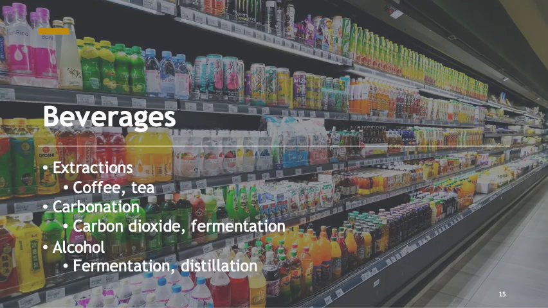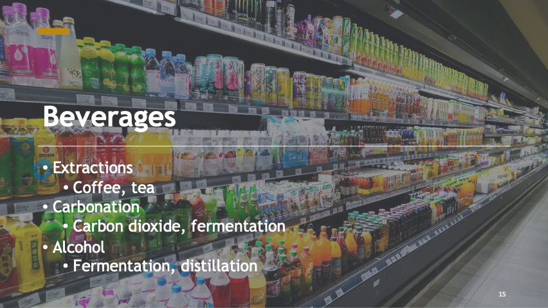So if we think about carbonation and beverages, carbonated beverages are just one type of beverages. We can divide beverages here in like 3 different categories. So the first one is beverages that are formed by extraction processes, and 2 examples are coffee and tea.